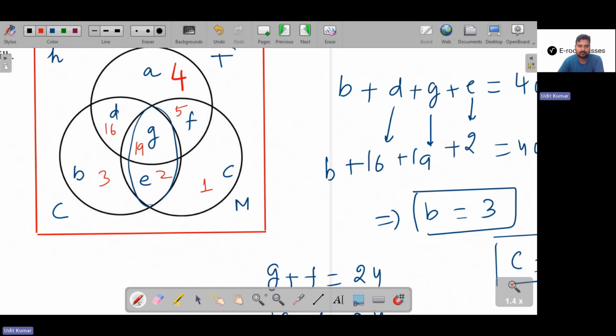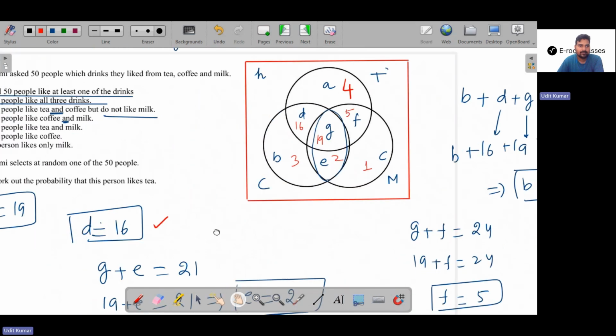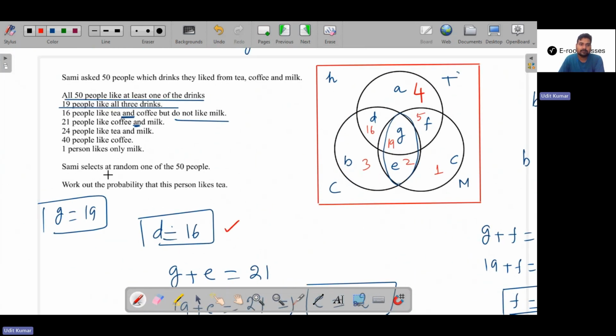Yeah, I think all done, right? A, B, C, everything is done. Okay. Now Sami selects at random one of the 50 people.